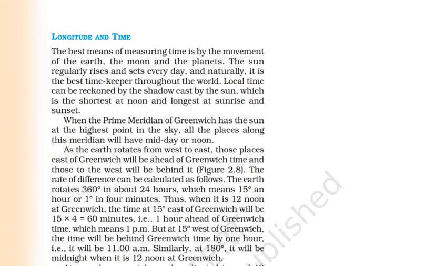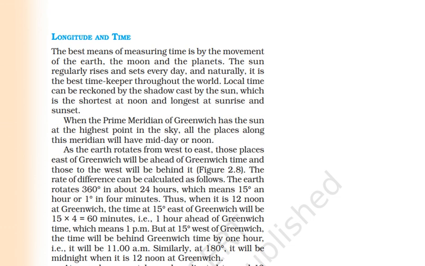As the Earth rotates from west to east, those places east of Greenwich will be ahead of Greenwich time, and those to the west will be behind it. Figure 2.8. The rate of difference can be calculated as follows. The Earth rotates 360 degree in about 24 hours, which means 15 degree an hour or 1 degree in 4 minutes. Thus, when it's 12 noon at Greenwich, the time at 15 degree east of Greenwich will be 15 multiplied by 4, which is equal to 60 minutes. That is 1 hour ahead of Greenwich time, which means 1 pm.